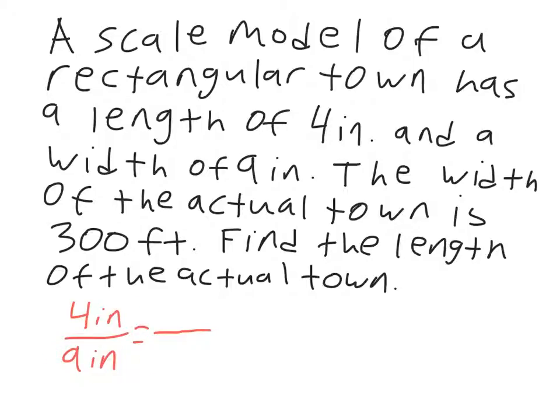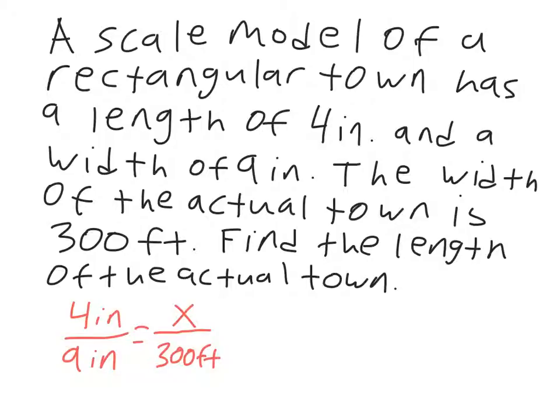For length, we actually don't know that. That's what we want to find out. So we'll call that x. And then the width is 300 feet. Before we start, though, there's a problem. 300 feet here, but 4 inches and 9 inches here. In order to do this correctly, we need everything to be in the same measurement. So we need to change feet into inches. How many inches are in a foot? 12. So let's multiply this number by 12.